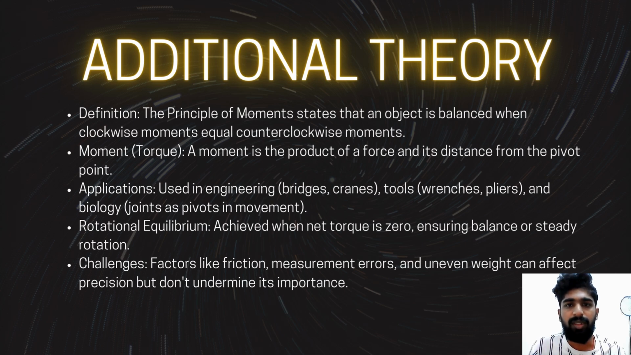Rotational equilibrium occurs when the net torque is zero, keeping a system balanced or rotationally stable. This concept is key in designing machinery and tool balance for efficiency. However, practical challenges like measurement error, friction, or uneven weight can affect precision. Despite these issues, the principle remains essential for understanding and designing reliable rotational systems, highlighting its importance in physics, engineering, and biology.